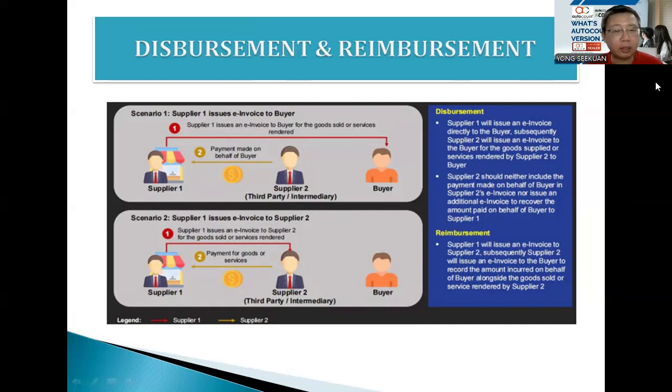The second scenario is reimbursement. You pay on behalf, so the supplier issues the invoice to you, then you pay this invoice, but you will charge your buyer. So this is a reimbursement, and you need to issue an invoice. This is the example. Actually, inside the guideline there are a lot of examples, so you can go through that part.